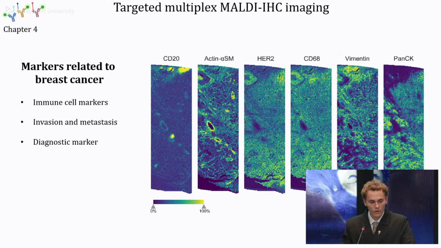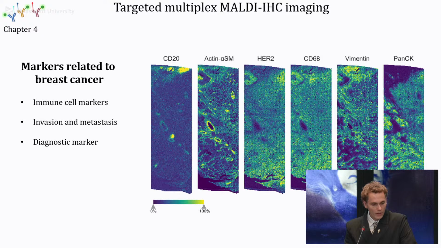So going back to chapter 4, this is one of the first applications of MALDI-IHC in literature. And here we, of course, wanted to see if this multiplex imaging was functioning as it should. So we imaged a bunch of cancer markers in breast cancer, and these are markers for immune cells or invasion and metastasis and diagnostic markers. And they all mark different cells in the tissue, and they all have different functions.